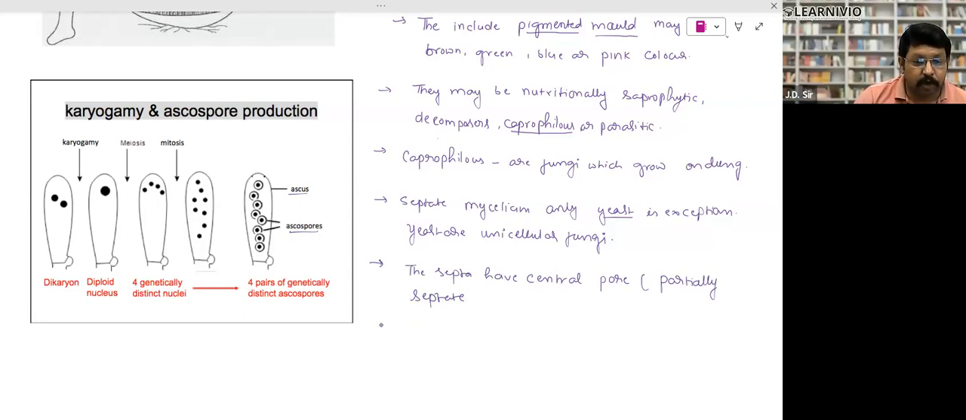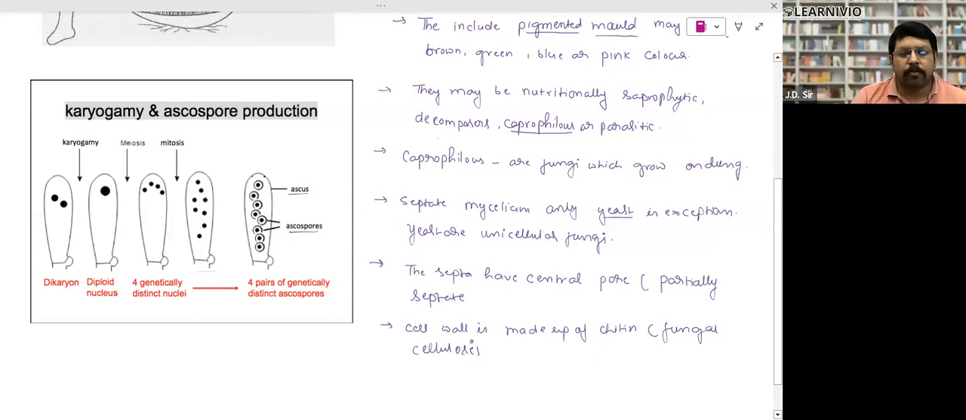And the cell wall is made up of chitin. Chitin is also known as fungal cellulose. This is the component, and we know that chitin is a kind of sugar only.